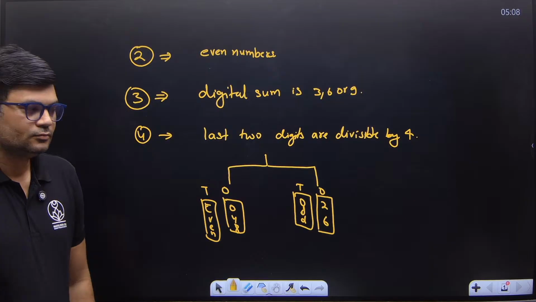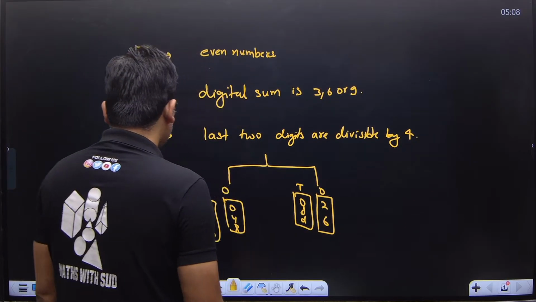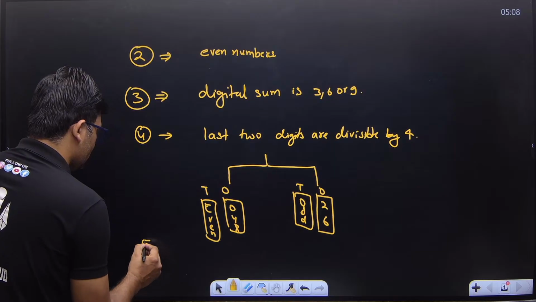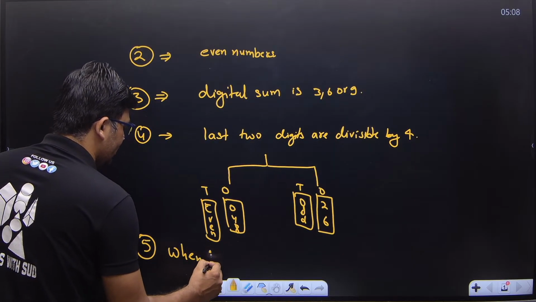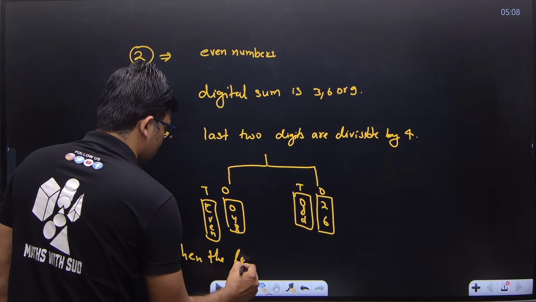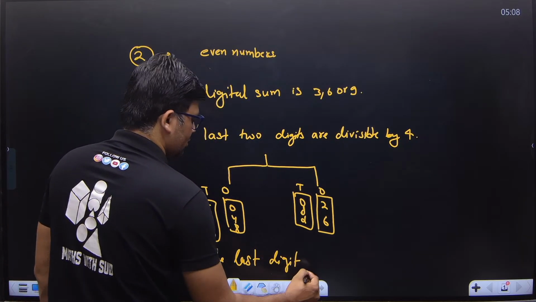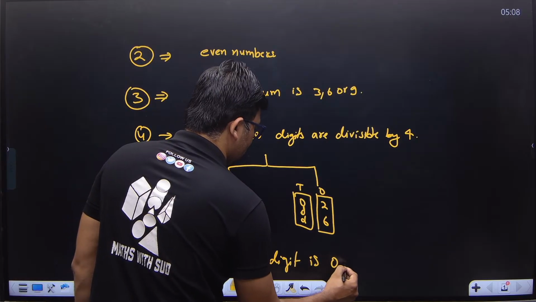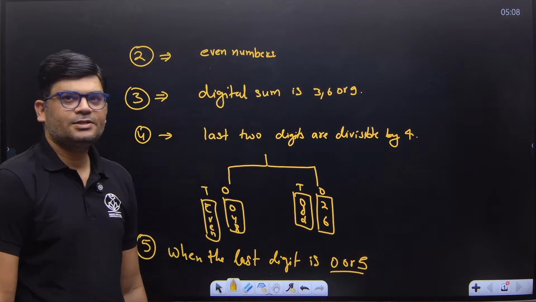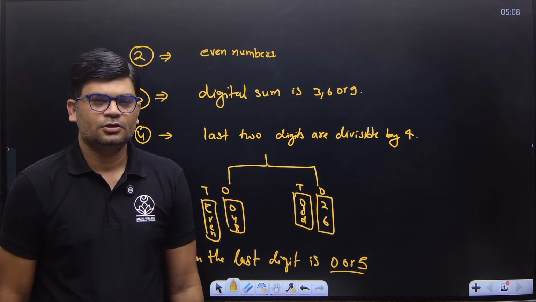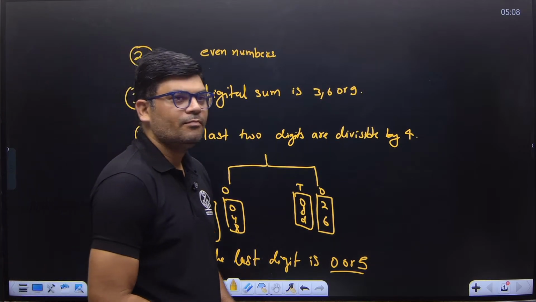Okay. Now, when is a number divisible by 5? When the last digit is 0 or 5. Okay, now when is a number divisible by 6?